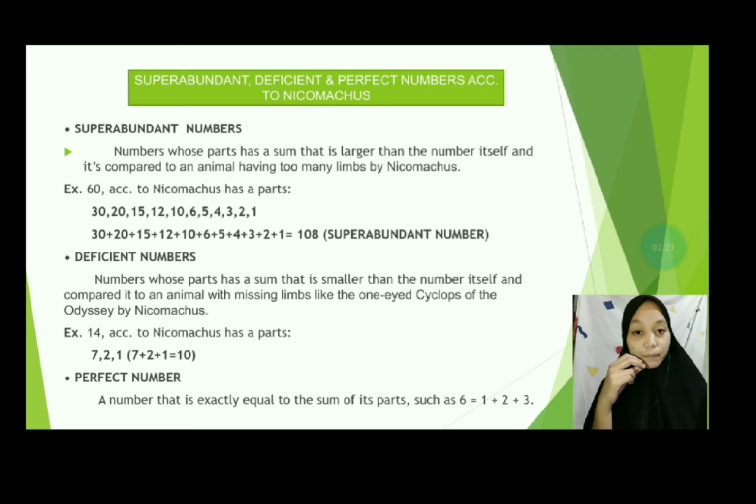The next one is deficient numbers. So when we say deficient numbers, these are numbers whose parts have a sum that is smaller than the number itself. He compared it to an animal with missing limbs, like the one-eyed Cyclops of the Odyssey.